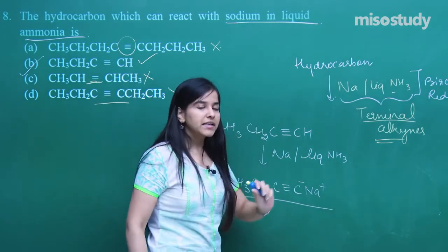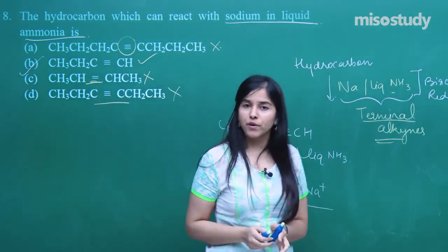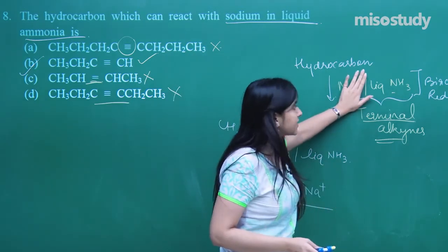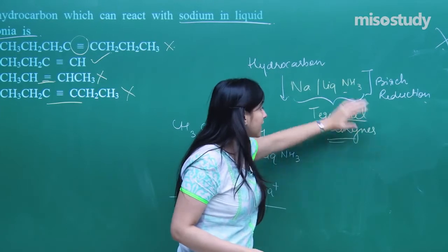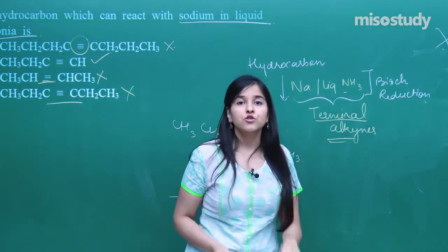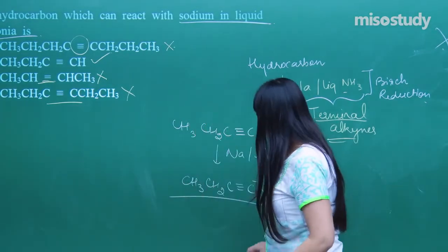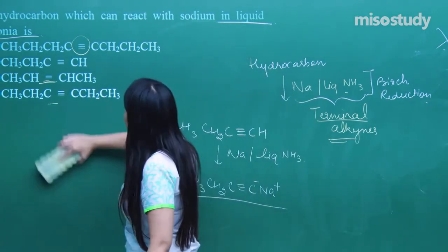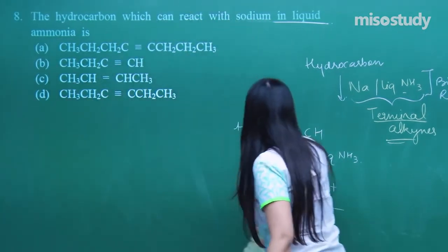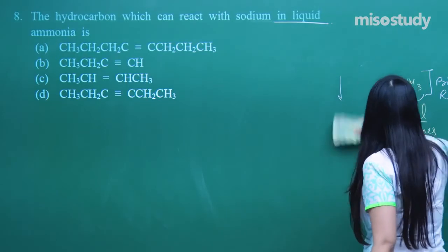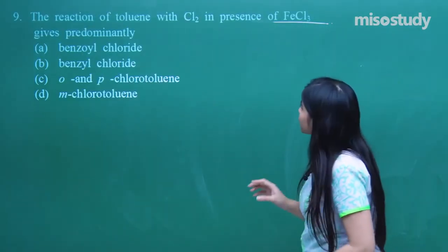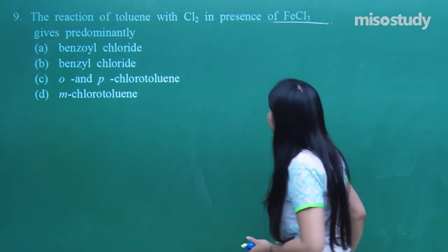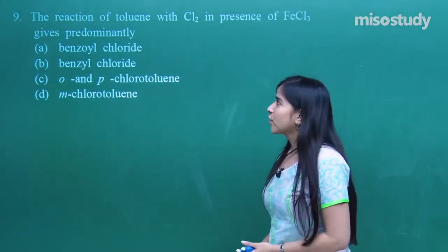So I hope you are clear with the concept. You need to remember this very specifically, that this reagent, the Birch reduction, always gives reaction with terminal alkynes. So remember that. Let's move on to the second last question. What do we have? The reaction of toluene with Cl2 in the presence of FeCl3 gives predominantly.